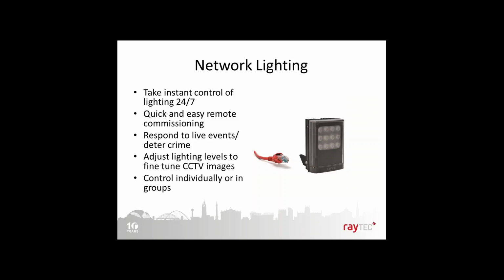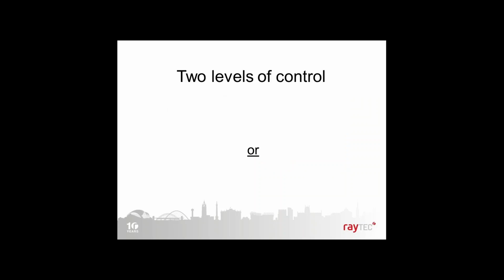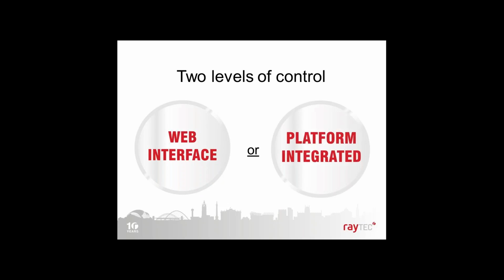Individual group control. So if you have a large site and you need car park lighting and building lighting and perimeter lighting and you want different sets of lights to do different things, you can do all that. And it's very easy to operate on a large scale. There's two levels of control. There's a very simple web interface that you can dial into just through the IP address or use a Raytec discovery tool. Or there's the platform integration, which we will speak about with regards to Access.